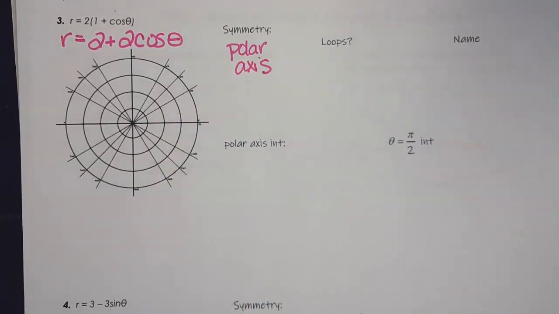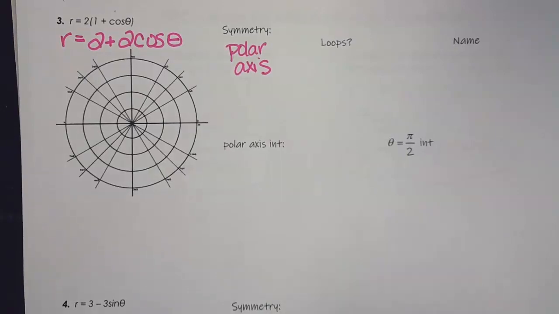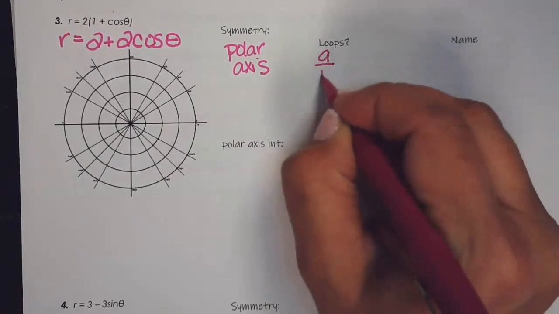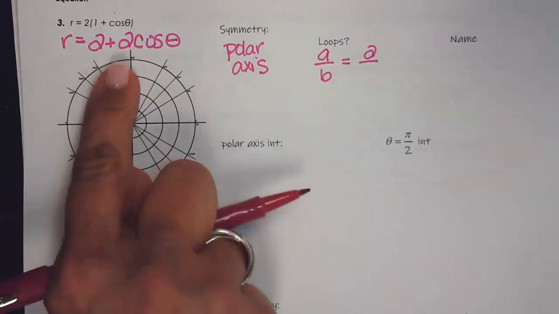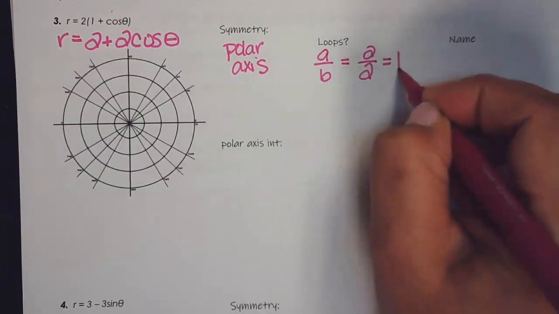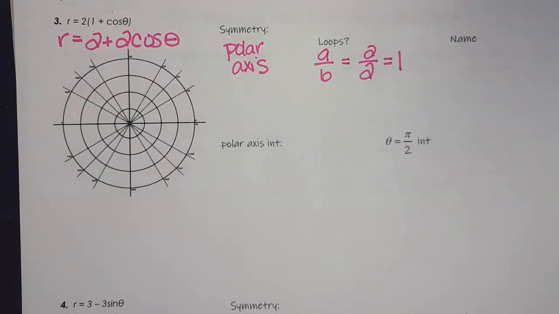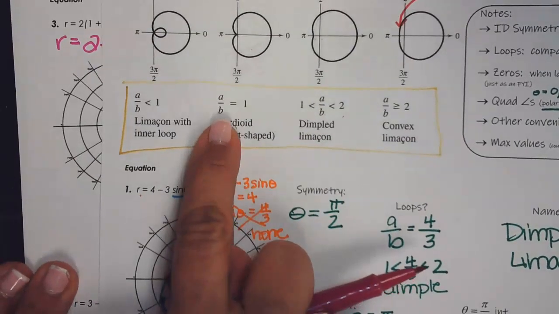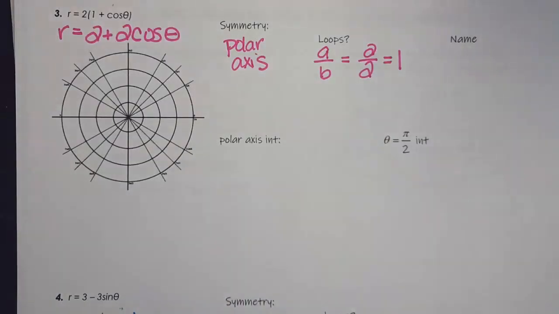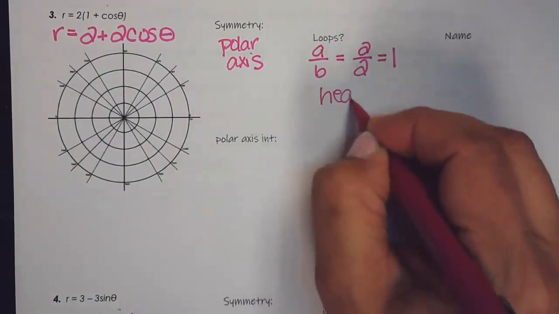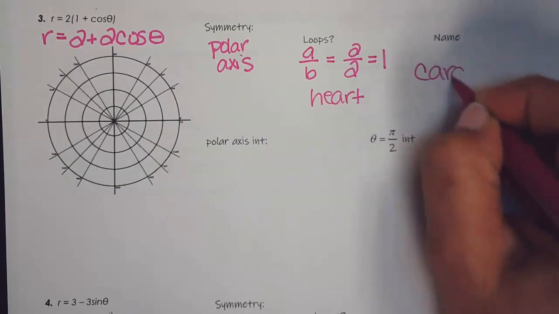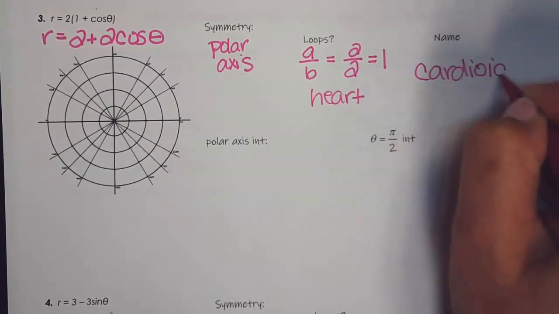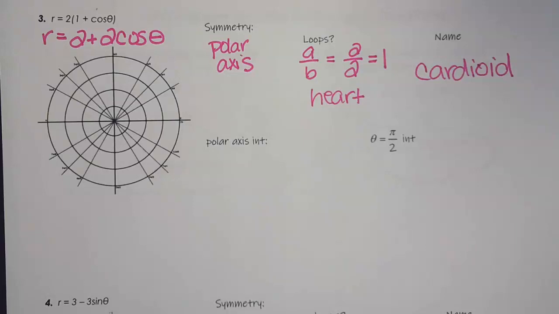Now, as far as the loops go, we're going to compare A and B. A is 2. B is 2. So that gives me 1. And when we look at our rule, when the ratio of A to B is 1, that's where we have a heart shape that's not pointy, okay? And so again, the official name for that is the cardioid. Okay. So 2 I's in that one. Cardi, and then oid.